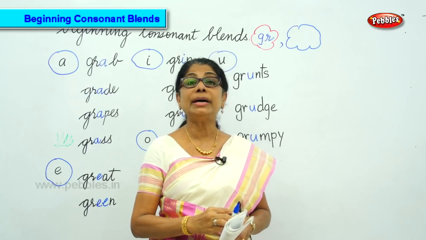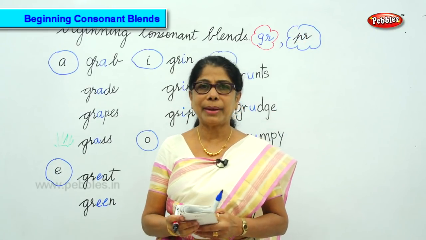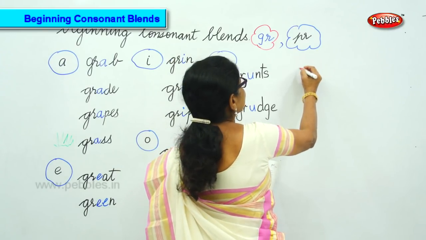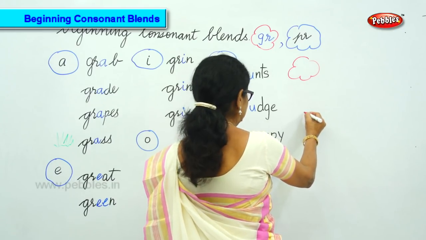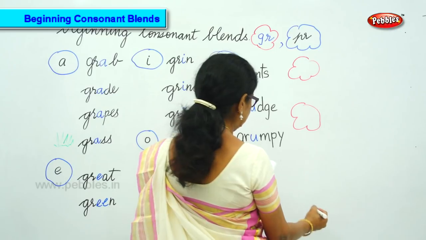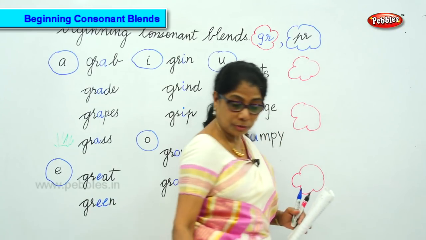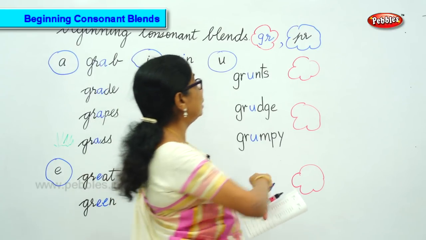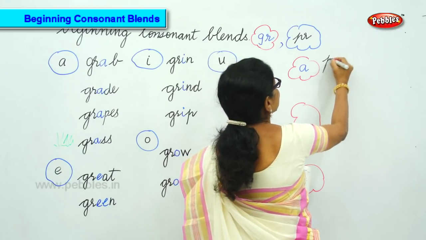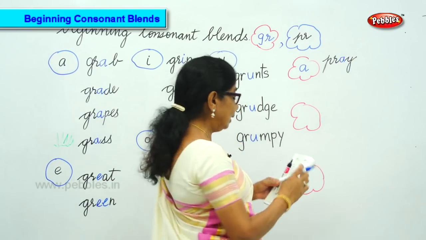One more sound we'll do, that is P and R together, like pray, prune and all that. Okay, now let's go on. We have P and R. In that, let's see what we'll get. Pray, you get pray. And you get in the E sound.